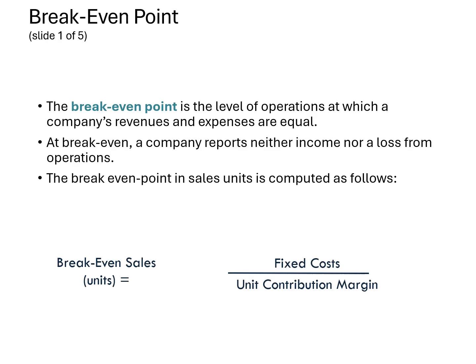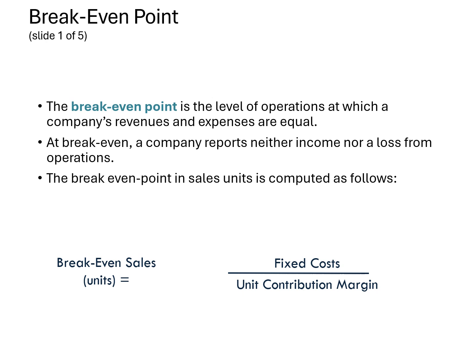Here's something else that we can easily compute. It's called break-even point. So the break-even point is the level of operations at which our company's revenue and expenses are equal. So if revenues and expenses are equal, we actually have zero profit, and that's what break-even is, that level where we have zero profit. Now, of course, we don't want zero profit, but it's a good idea to know, hey, what's the lowest level we can go before we're losing money? So that would be your break-even point.